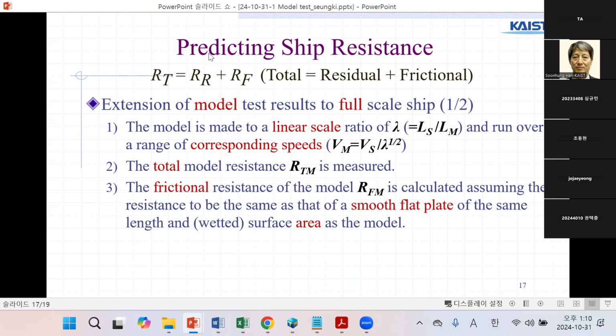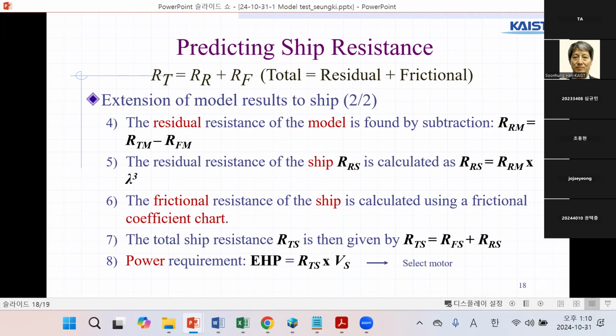And next, we can obtain the total model resistance from experiment or simulation. And the frictional resistance of the model, RFM, is calculated assuming the resistance to be the same as that of a smooth flat plate of the same length and surface area as the model. So now we know two values: the left hand side in this equation, and the second term in the right hand side. So the residual resistance of the model is found by subtraction, and then we know the whole components of the model. So using this value, we can predict the real ship resistance.